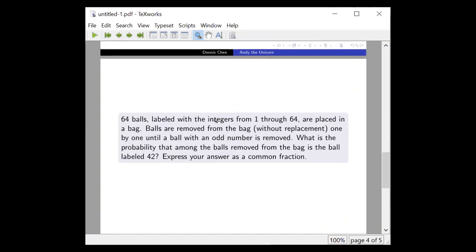Now this one is a little less transparent. You have to actually realize that 42 is basically an odd number. There's no difference between 42 and the odd numbered balls.